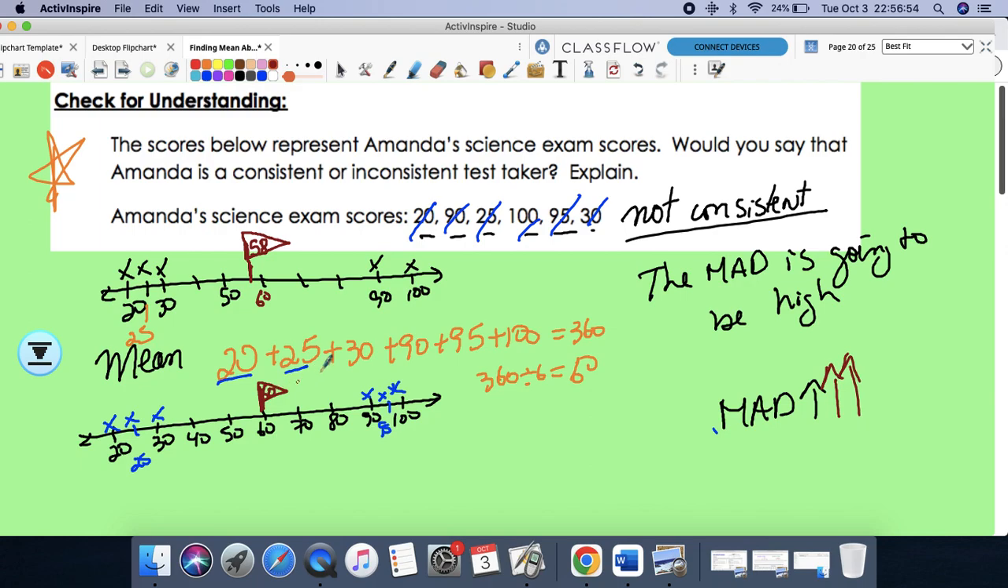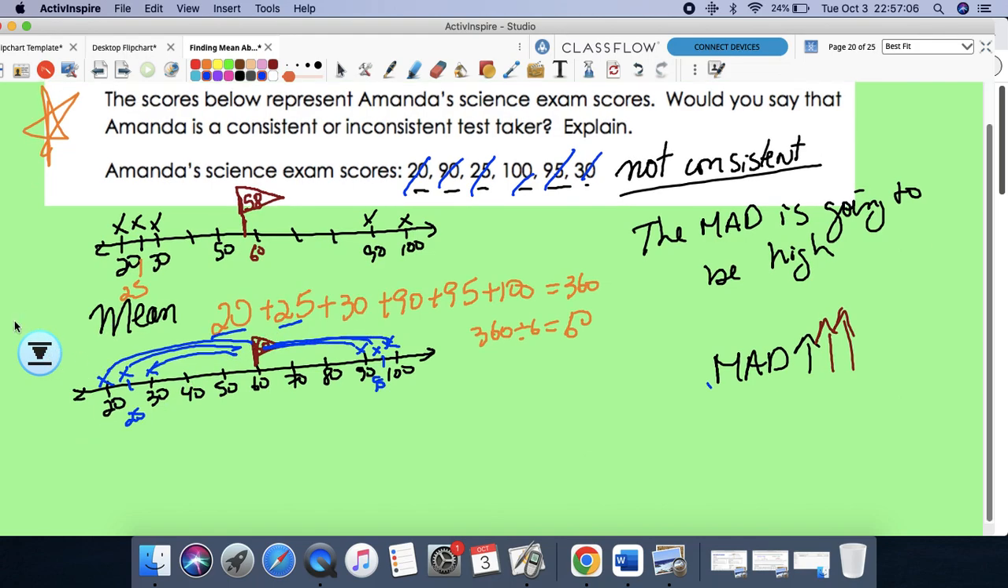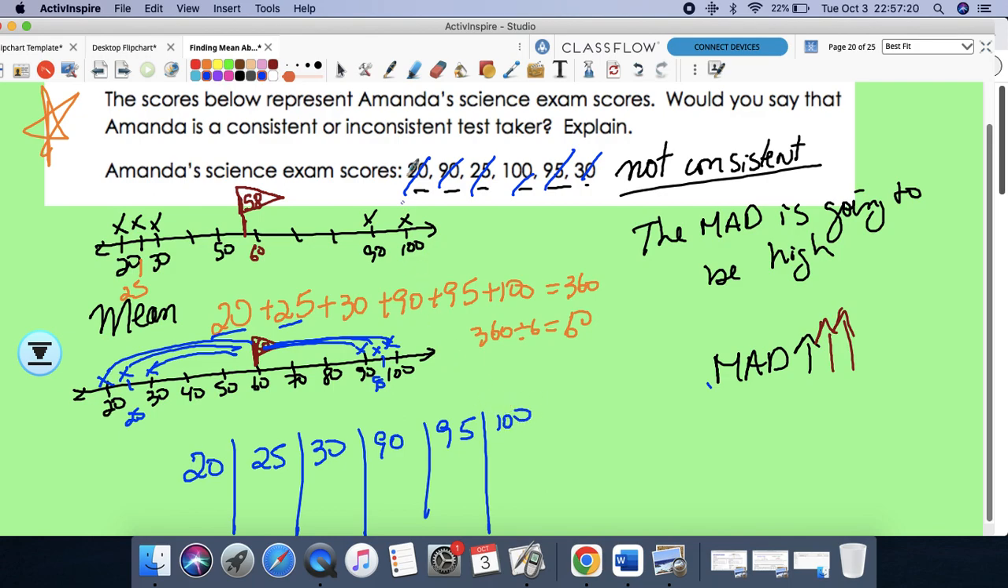60. Now, do you think these numbers are close to 60 or are they far away from 60? Well, they're pretty far away from 60. So let's find out how far away. So we're going to put these numbers again: 20, 25, 30, 90, 95, and 100. And we're going to find the difference.